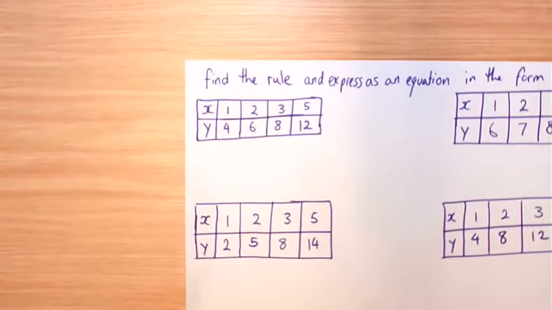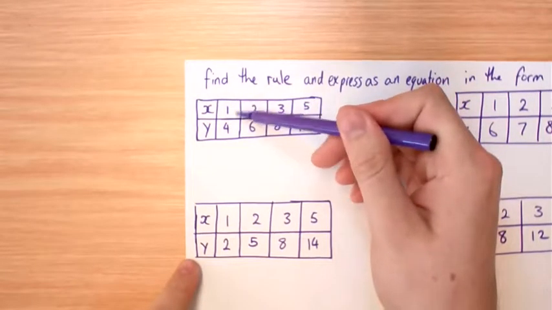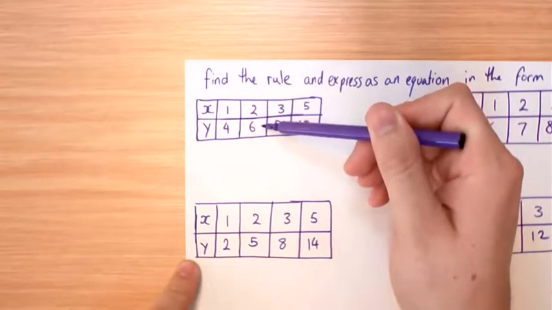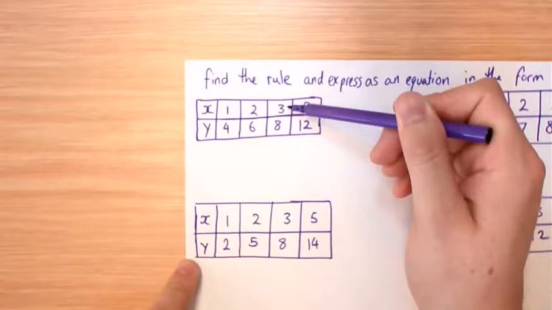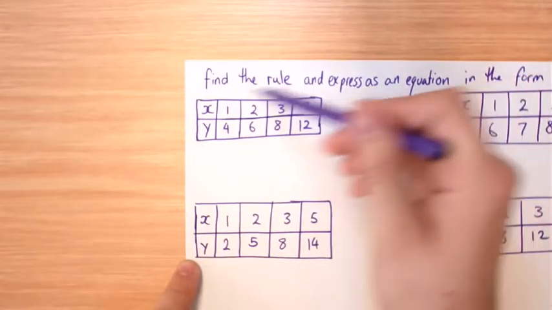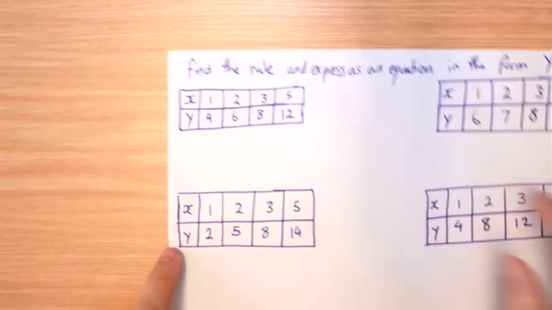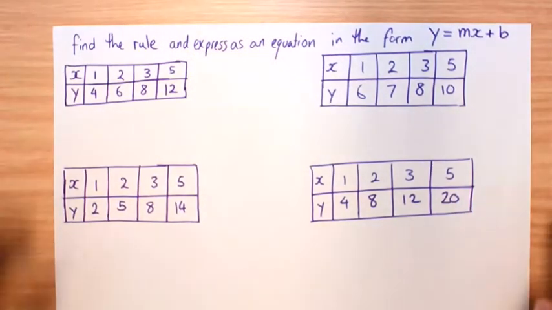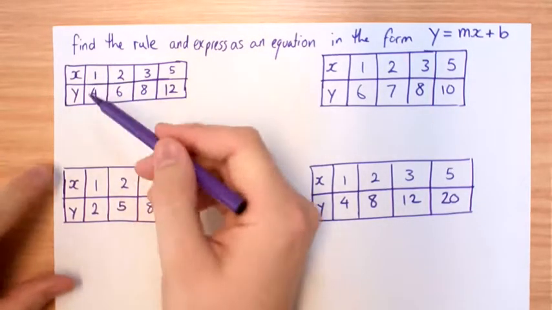Okay, let's have a look at our first one over here. So we're told that when x is 1, y is 4, when x is 2, y is 6, when x is 3, y is 8, when x is 5, y is 12. So all of these values follow the same rule. Okay, so let's look at our first term, x equals 1, and see what relationship it has between the x value and the y value. Well, x is 1 and y is 4.